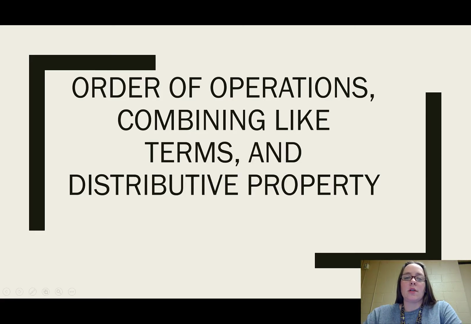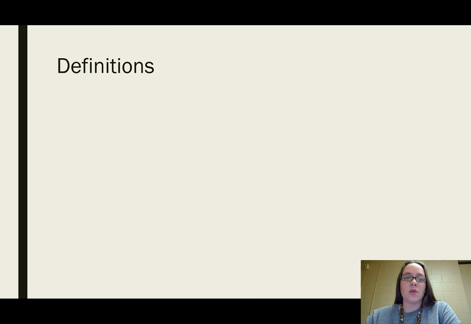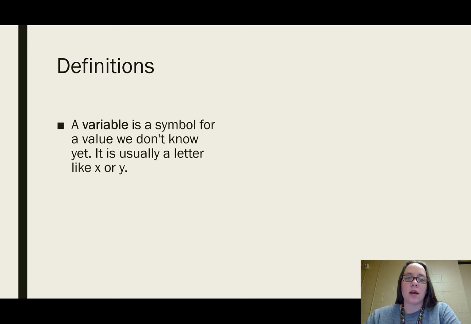All right, so today we are talking about order of operations, combining like terms, and distributive property. So some things we need to know. Okay, a variable is a symbol for a value we don't know yet. We typically use the letter X or Y, Z, but any letter can be used.